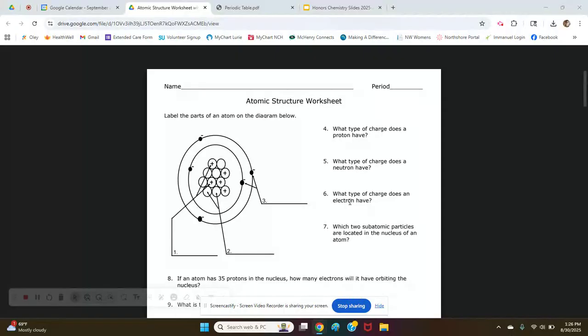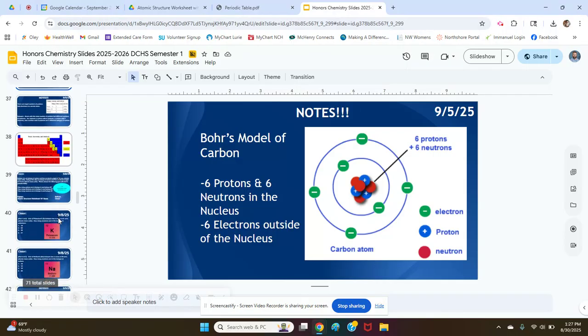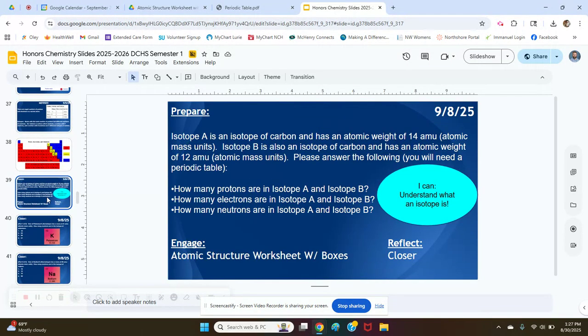Let's take a look real quick and see if there is an opener for today. And there is, so here's the opener for today. Pause it if you need to.